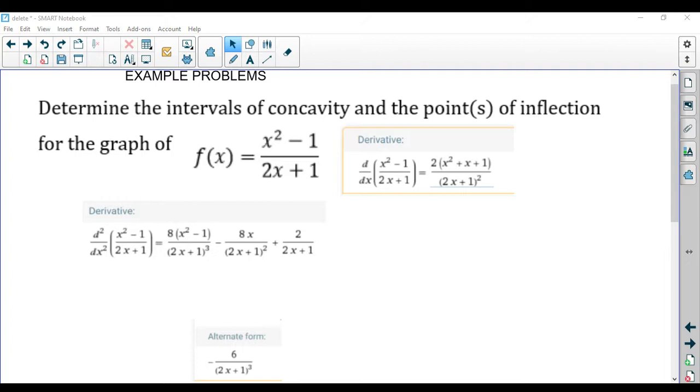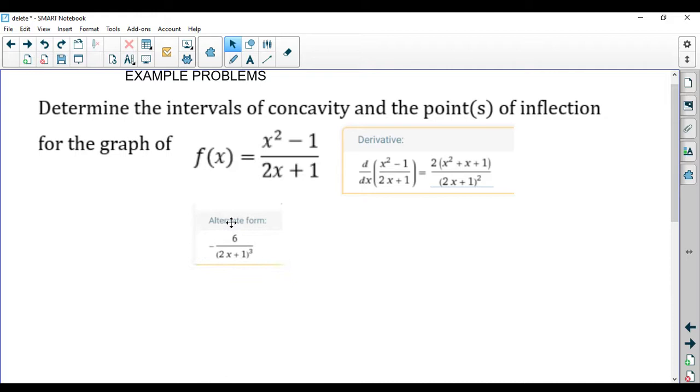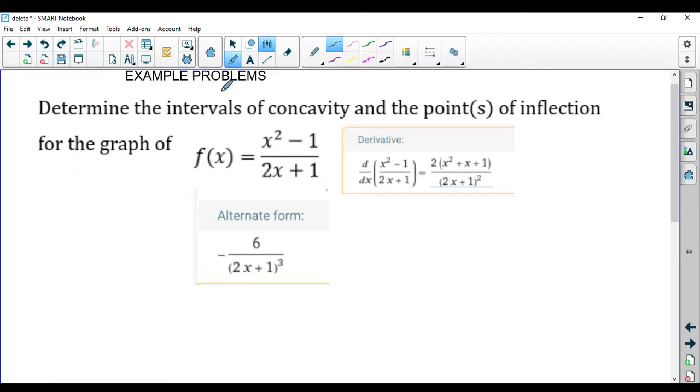Here's what they show you. So you're going to have to scroll down a little bit to look at an alternate form. And this alternate form right here is the one that's going to be very useful to us. So I'm going to go back and show you that. That's the alternate form. This is the second derivative that we're going to be taking care of here. So this is f prime of x, f double prime of x.